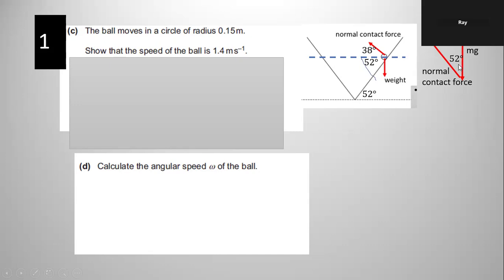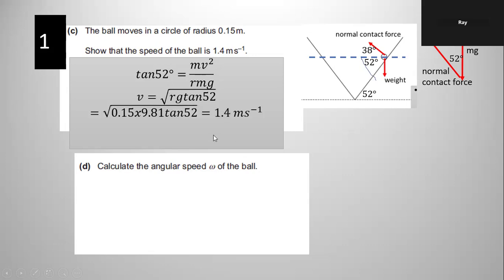And then you can see that we want to find the speed. So using tangent, at 90 degrees, tan 52 degrees is mv squared over r, over mg. m and m cancel off. v: take your rg across, square root it, put in your values, calculate: 1.4. Okay with that?